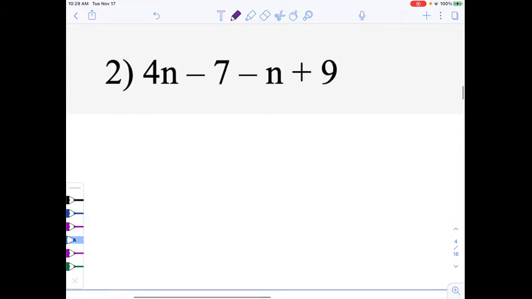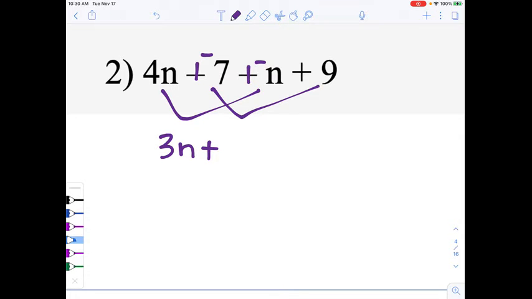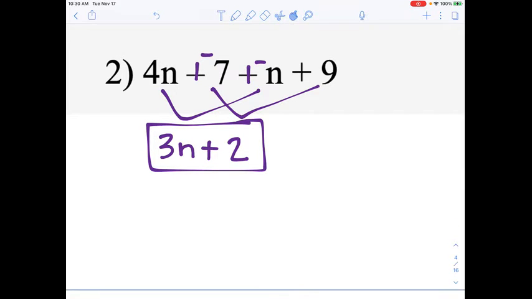Number 2, I have 4n minus 7 minus n plus 9. Wherever I say minus, that's where I'm going to add up. So I'm going to change those to plus negative, and now I can combine like terms. 4n plus negative n, so that's really 4n take away 1n, we get 3n, plus negative 7 plus 9, 2. So we get 3n plus 2. Can't combine those.